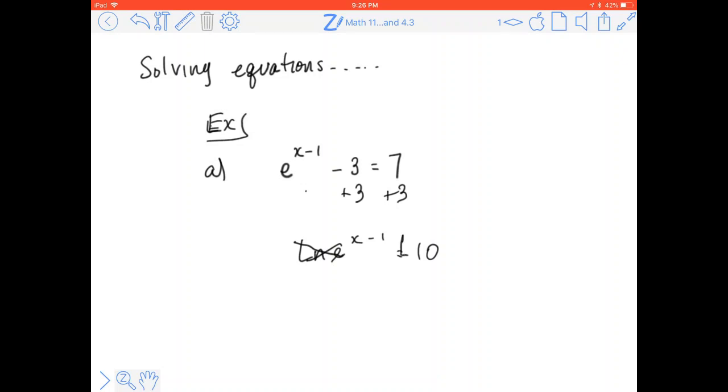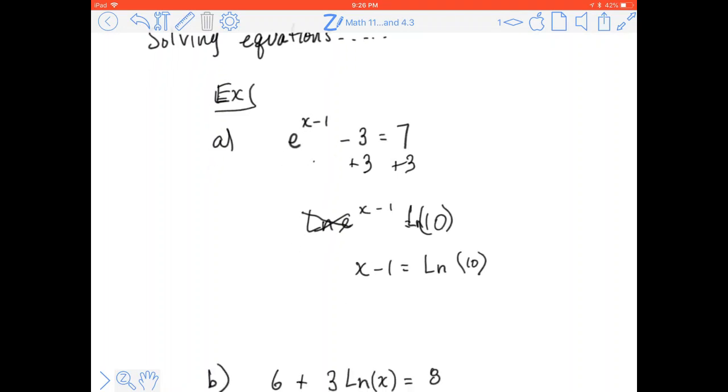Now this is an equation, so you got to do the same thing on both sides. Now that this base is gone on the left side, the base right here has been canceled with the logarithm, so the x minus 1 is no longer an exponent. You can add 1 to both sides to get x by itself, so x equals the natural log of 10 plus 1.